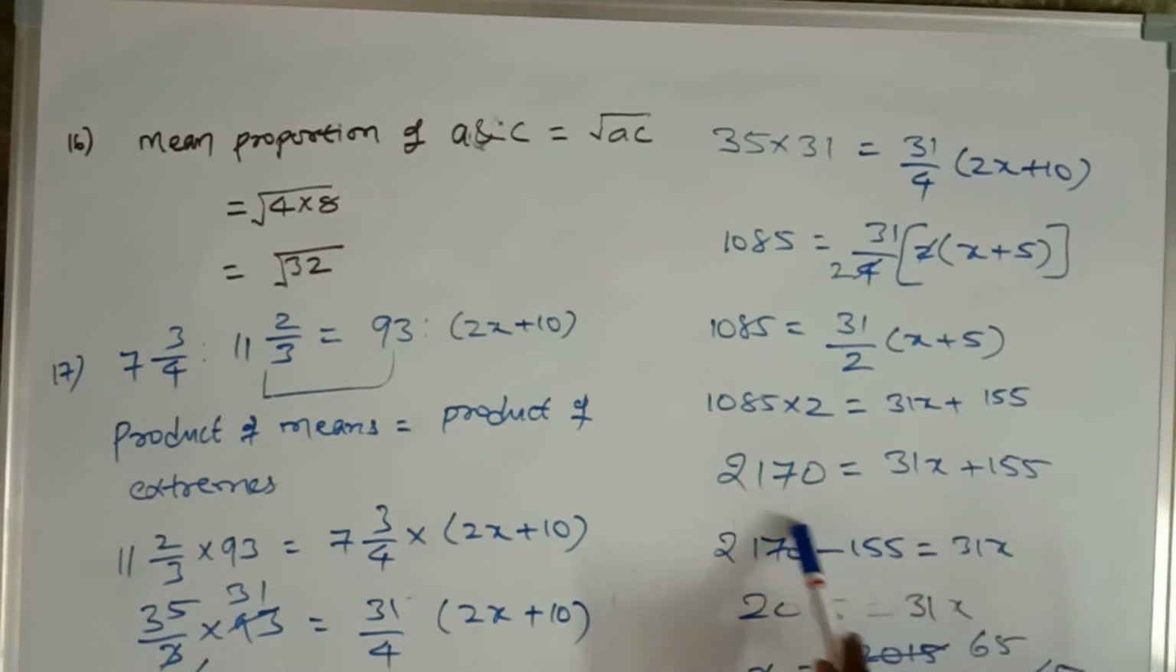I am taking 155 to left side, that is minus, 2170 minus 155 is equal to 31x. 31x is equal to 215 after subtraction. X is equal to 215 by 31. 31 ones are 31, 65 is up. Therefore x is equal to 65. So this is the question, and we have solved the answer.